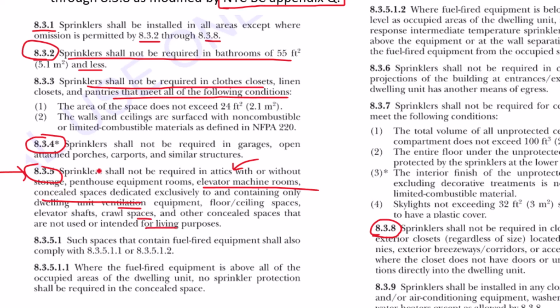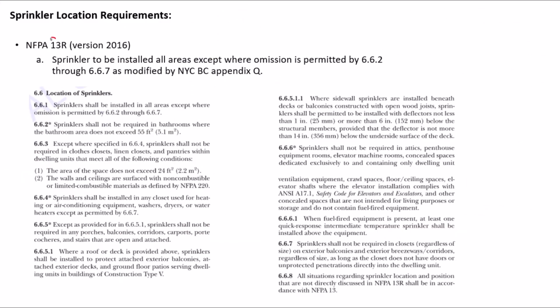So it's basically saying that if the attic has floors, you need a sprinkler system because the code probably thinks that if there is a floor, it will probably be used for storage or some sort of living purpose, in which case you basically would need a sprinkler system. So now we're going to talk about the NFPA 13R, which is for residential buildings.